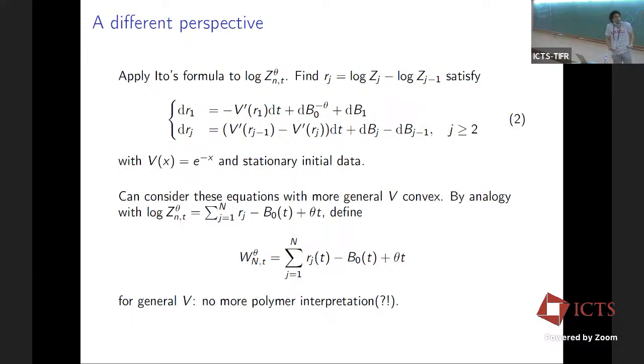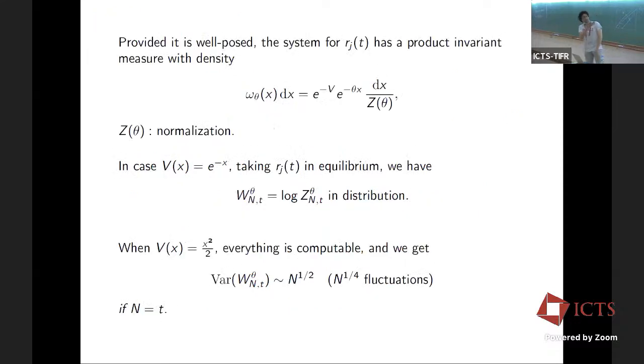But we could look at the same expression for a general V, and then there's no longer a polymer interpretation. But as I already said, there is, at least formally, an invariant measure. This is very well known. If you look at the work of Yau or Spohn in the 80s, or even earlier Harris, people were looking at this type of interacting diffusions a very long time ago. And it's well known that you can write down an explicit formula for the invariant distribution of it. This explicit formula involves V, but also involves the parameter theta.